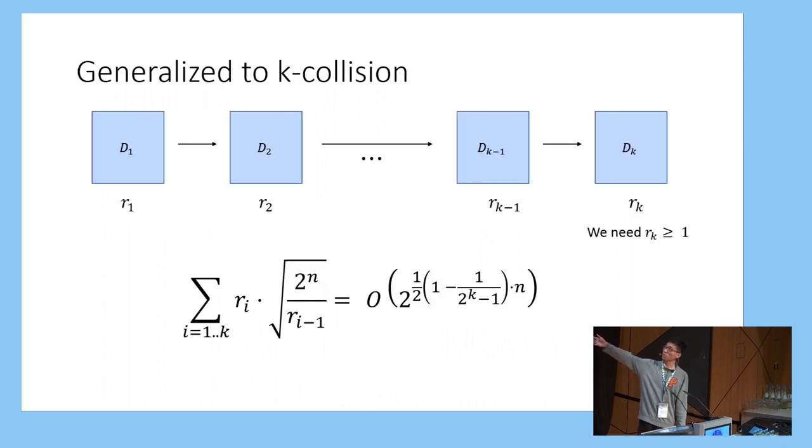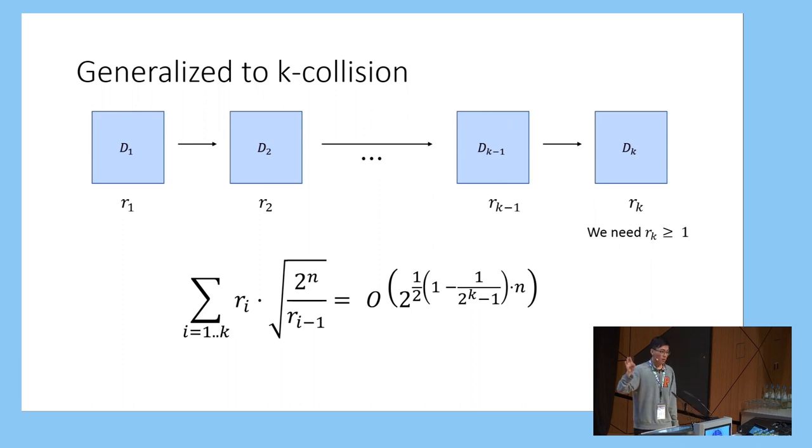So this is how we do k collision. First, we construct a database D1 containing only input and output pairs, and construct D2 containing two collisions, and so on until we have a database DK, which should contain at least one K collision. And this is the total number of queries determined by each parameter R1 to RK. And we have the constraint that R0 is 2 to the n, and RK should be at least 1.